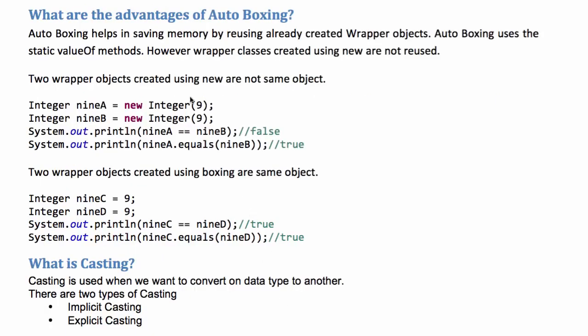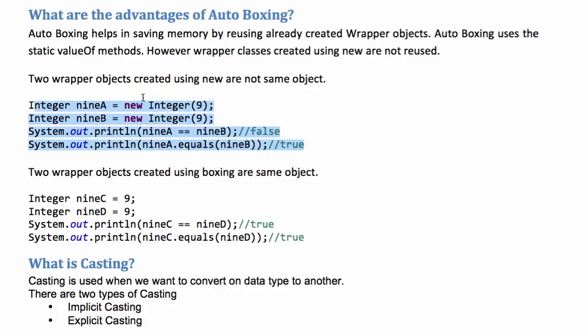What are the advantages of autoboxing? The thing is, with autoboxing, we would use the valueOf method. So the static valueOf method would be used to create the object. So when I do Integer 9c is equal to 9, what would happen is Integer 9c is equal to Integer.valueOf(9). And as we discussed earlier, the valueOf method would look at the cache and see if there is a similar object. If there is the same object present, then it would reuse the object instead of creating another object. So that's what you'd see here in this example.